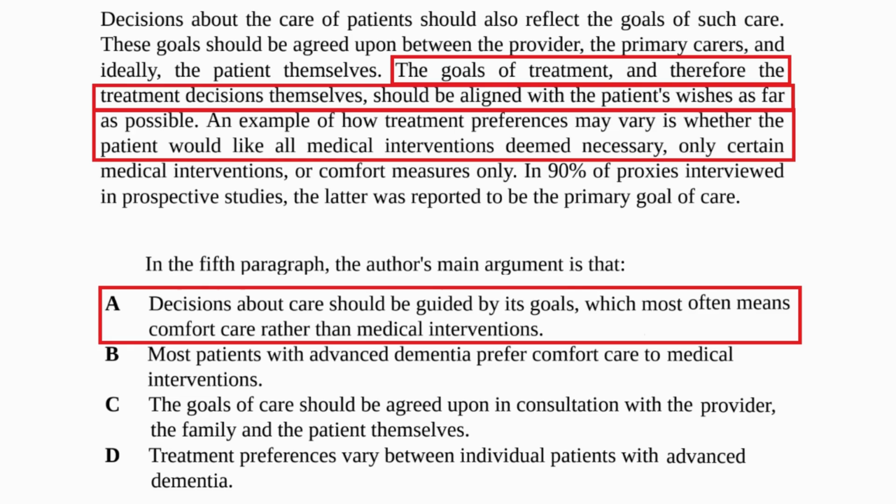D. Treatment preferences vary between individual patients with advanced dementia. This option is partially correct as well. The paragraph does mention that treatment preferences can vary, but it doesn't explicitly highlight the frequency of comfort care as the primary goal, which is the main argument of the paragraph. Considering the above analysis, option A, decisions about care should be guided by its goals, which most often means comfort care rather than medical interventions, is the correct answer.